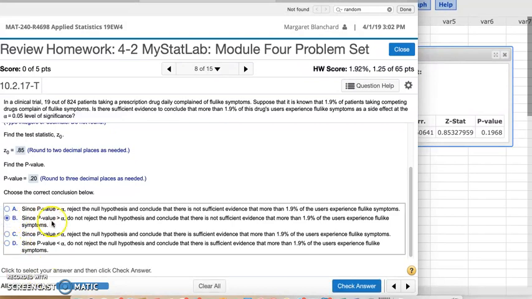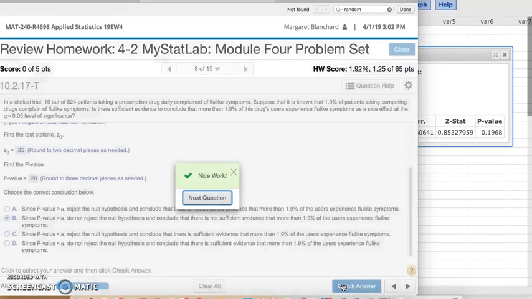So, since the p-value is greater than alpha, do not reject the null hypothesis and conclude that there is not sufficient evidence that more than 1.9% of the users experience flu-like symptoms. Again, we're not accepting the null hypothesis. We're only saying that there's not sufficient evidence to support the alternative, and you can see that in the way they worded that answer. Let's check answer. All right, that's number 8 for module number 4. Let me know if you have any questions.